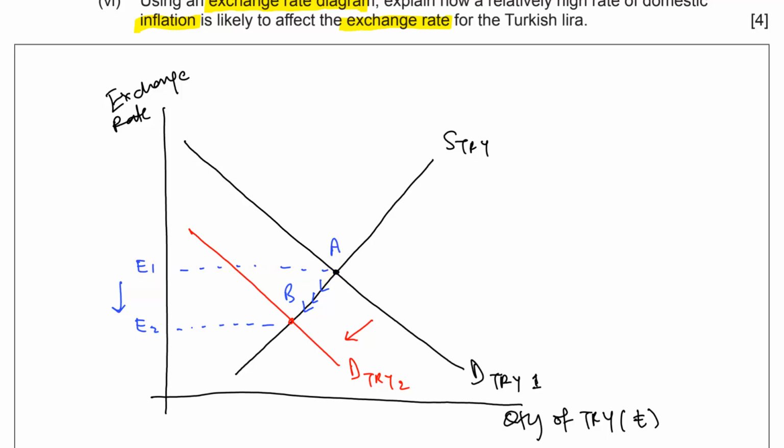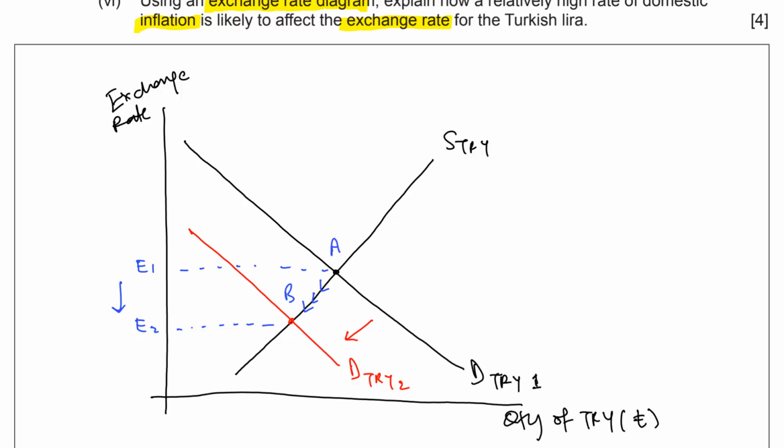Now, next we have to talk about how inflation is going to flow on through this diagram. Before we go through to the text, I'll just quickly tell you the way I see how high inflation is going to affect the demand for Turkish lira. If your country has high inflation, that means stuff is becoming more expensive, including your exports. So if your exports become more expensive, then foreigners are going to buy less of them because they can afford to buy less of them. And so therefore the demand for your exports is going to fall.